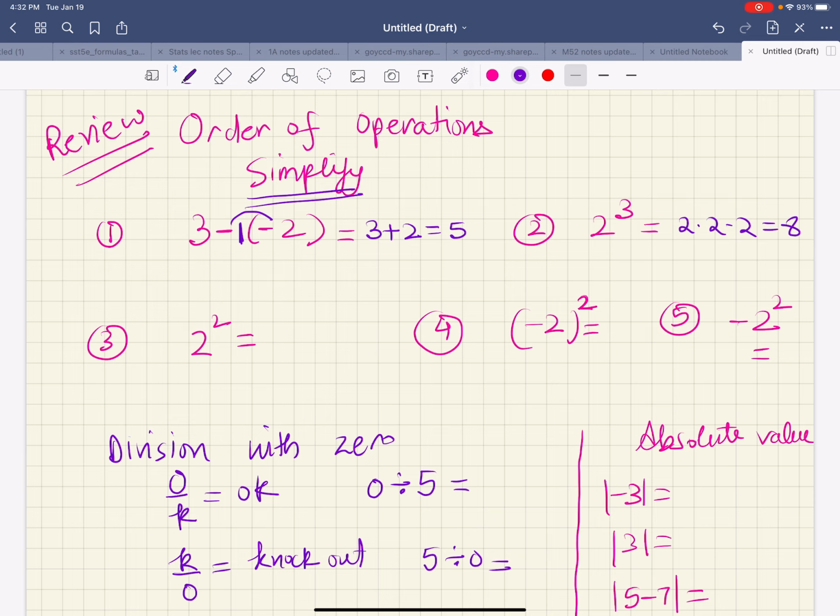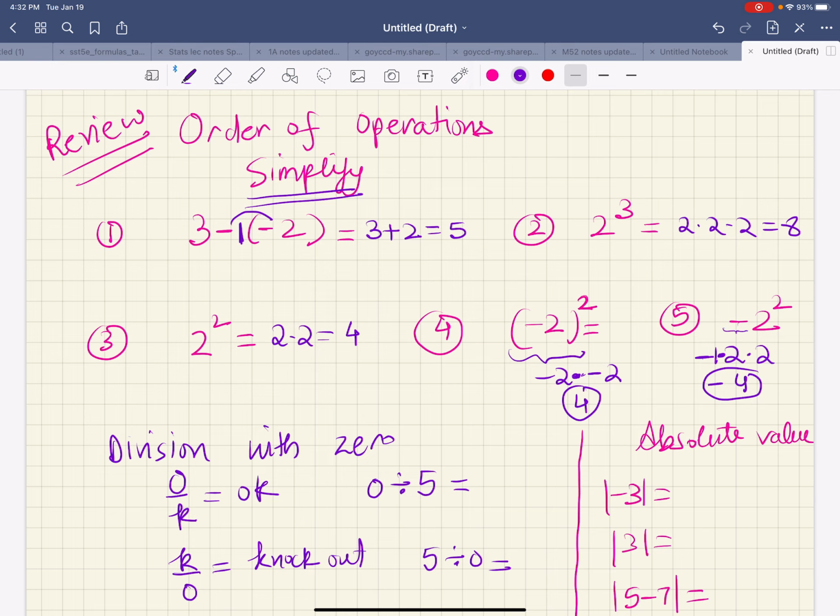And then we have 2 to the second power, which is again 2 times 2. That's equal to 4. And now we have negative 2 to the second power. So this means we would be doing negative 2 times negative 2, which is positive 4. And negative 2 squared is equal to negative 2 times 2, which is negative 4. So this is like negative 1 times 2 times 2.